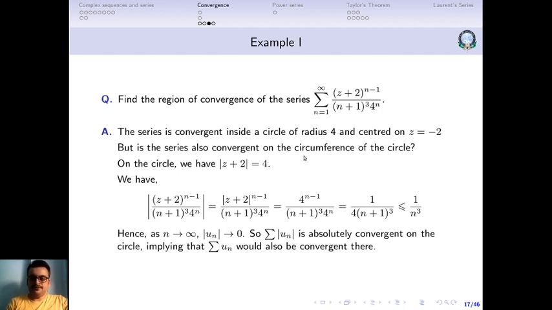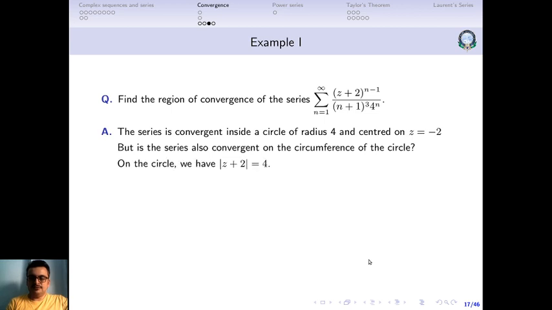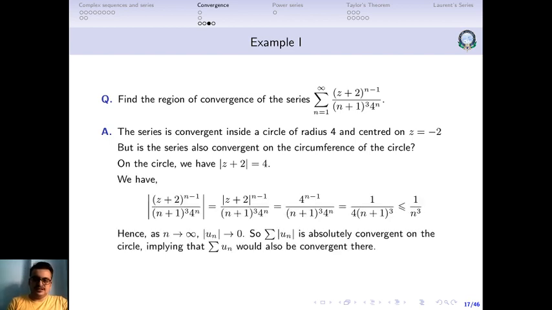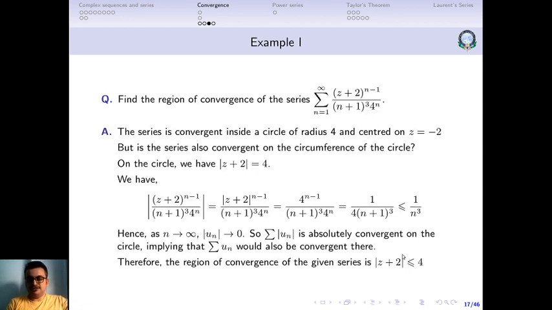So we showed here that the series is convergent inside the circle, and from the theorem of absolute convergence, we have shown that it is also convergent on the circumference of the circle. That means it is convergent everywhere on the circle as well as inside the circle. So the region of convergence will be |z + 2| less than or equal to 4.